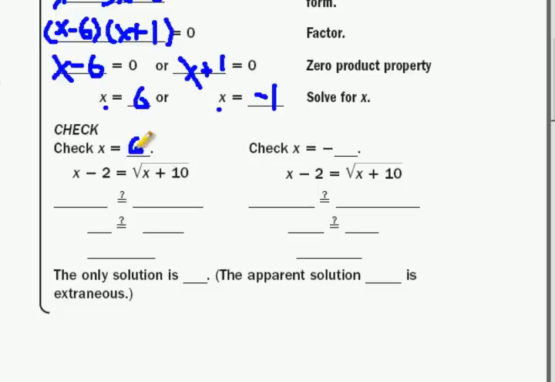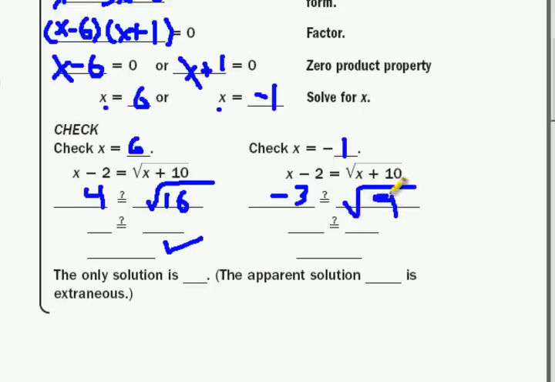When I check my answers, I'm going to put the 6 over here and the negative 1 over here. 6 minus 2 is 4. 6 plus 10 is 16, and the square root of 16 equals 4. That works. That's great. But this one over here, when I do negative 1 minus 2, I get negative 3. Well, the square root of negative 1 plus 10, 9, is not going to be negative 3. So this does not check out. This is a bad answer.